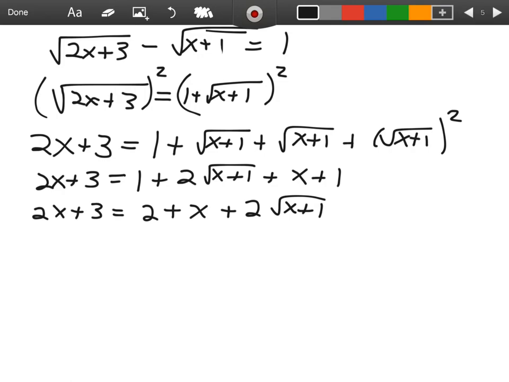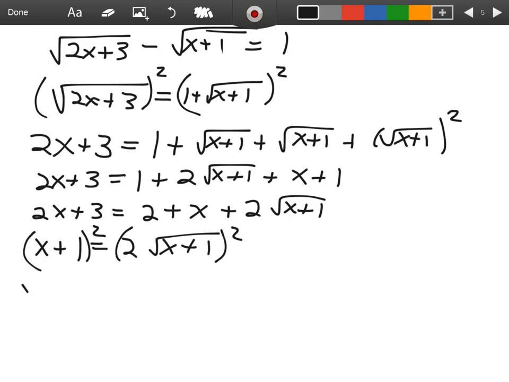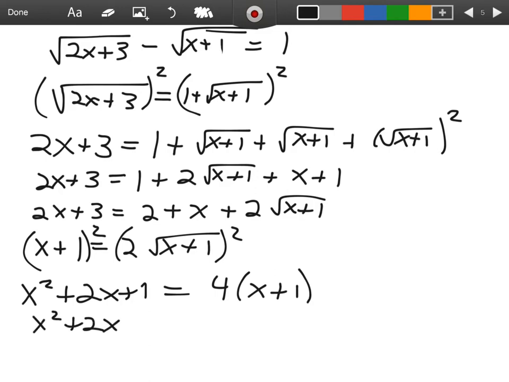I'm going to combine those over to the other side. When I subtract x from 2x, I get x. When I subtract 2 from 3, I get 1. Now I can get rid of the other square root by squaring both sides. So I get x squared plus 2x plus 1 equals 4 times x plus 1. So x squared plus 2x plus 1 equals 4x plus 4.